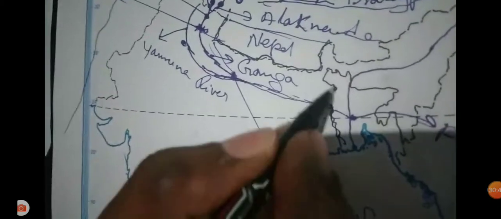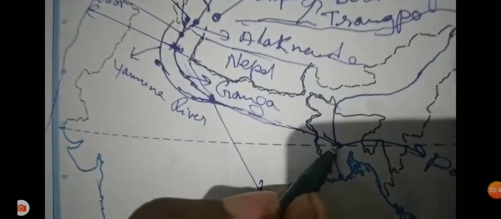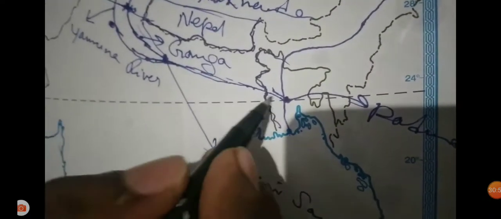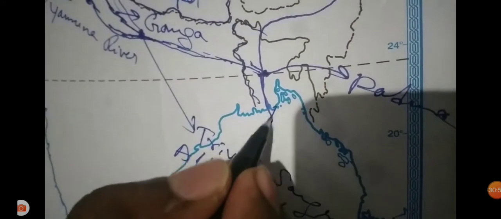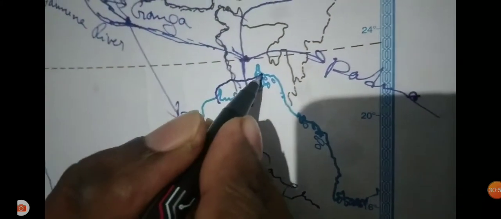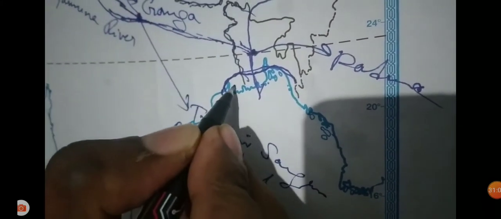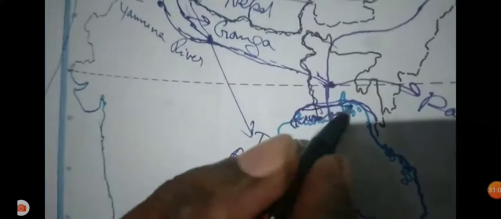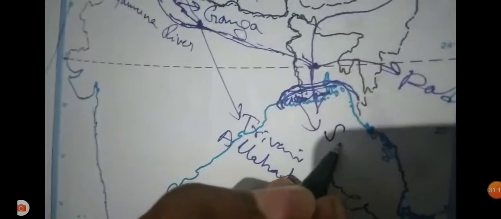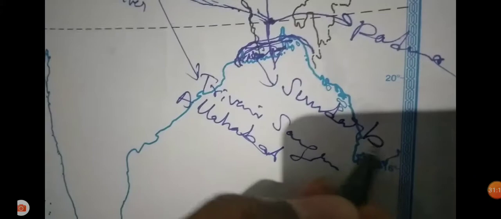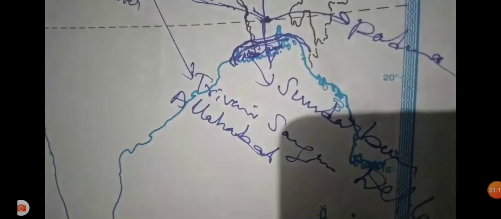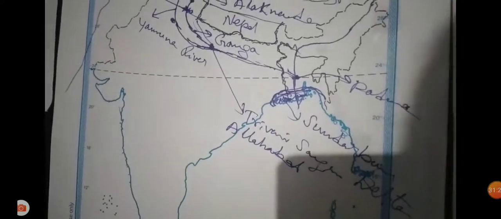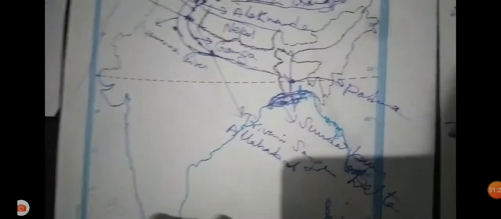It enters Bangladesh, crosses it, and joins the Brahmaputra River, where it is called the Padma River, and merges with the Bay of Bengal. This entire region forms the Sundarban delta, the largest delta in the world. Now let me tell you about some more rivers.